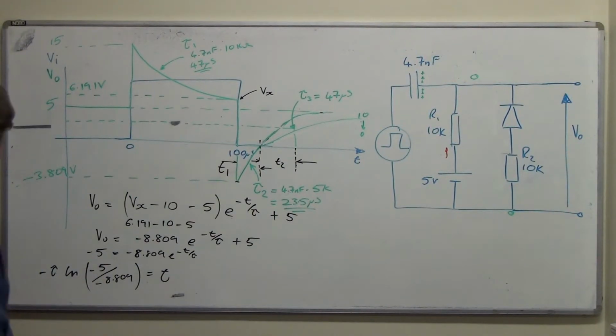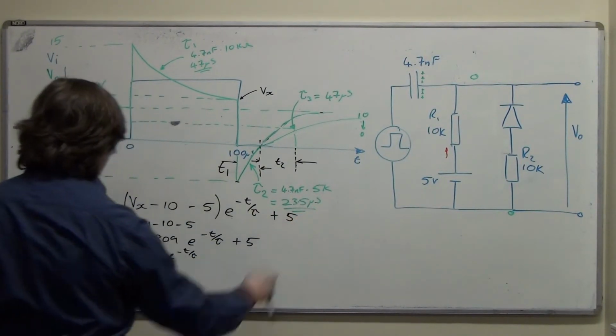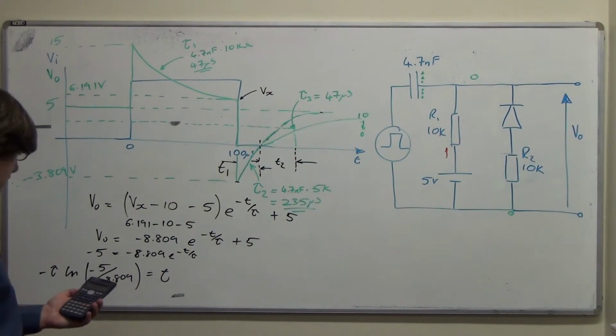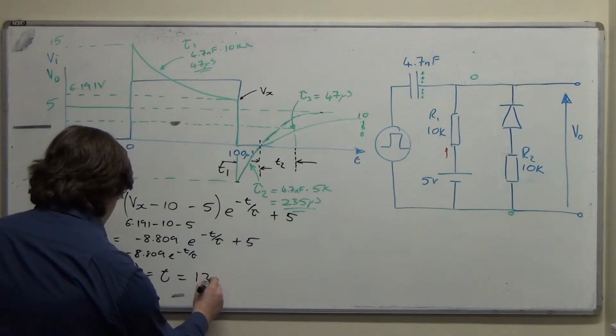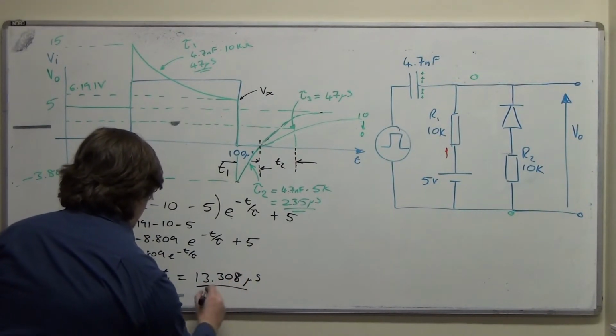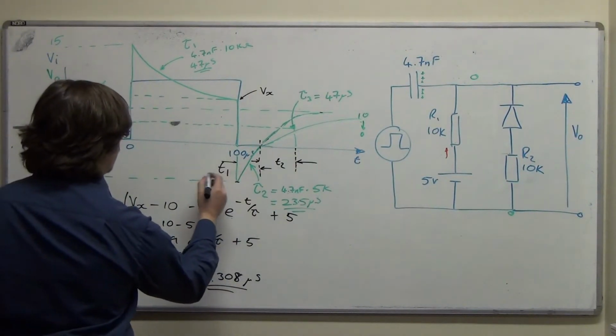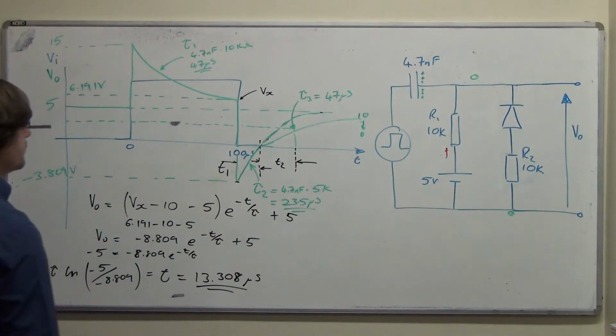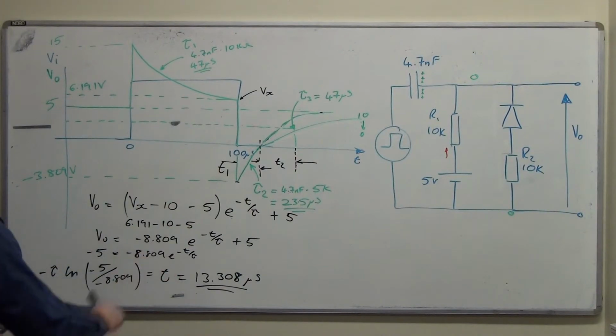So we can punch the numbers in there, and we need to remember that this is the time constant we're interested in. So we've got minus 5 over minus 8.809, and we can take logs of that, and then multiply by minus 23.5 microseconds. That gives us 13.308 microseconds. So that's the time T1. I won't write it up there because it's a bit crowded, but that's T1.